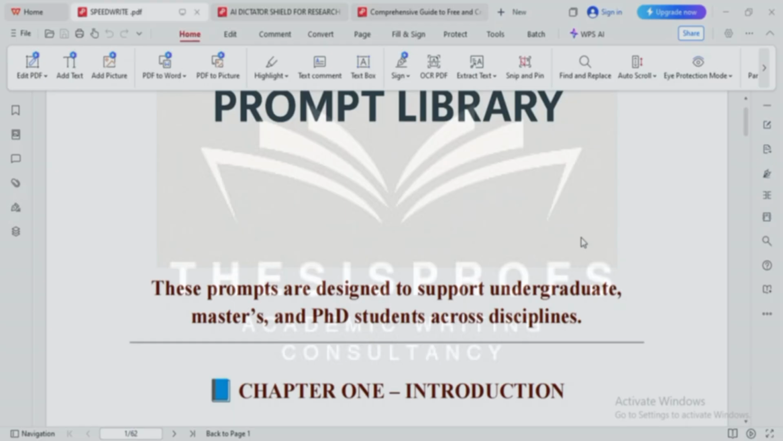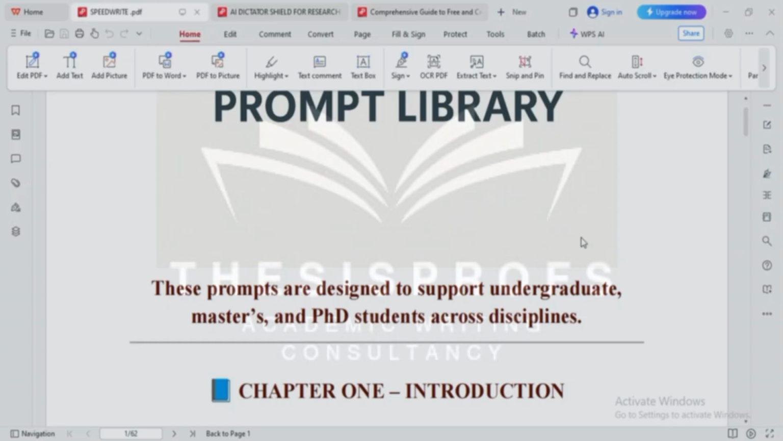Today we begin not just another tutorial, but a new way of approaching your research. Whether you are writing an undergraduate project, a master's thesis, or preparing for PhD level work. Now, this session is designed to simplify what many find intimidating and to empower you with tools that actually work. And that is why we have the SpeedWrite. Now, the SpeedWrite is the tool that actually works.